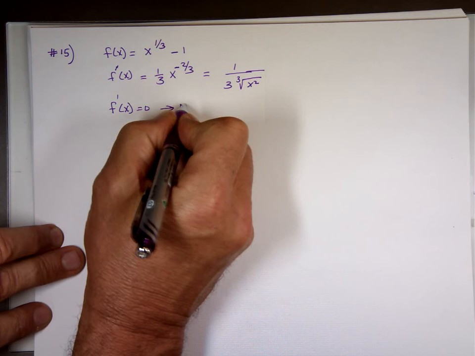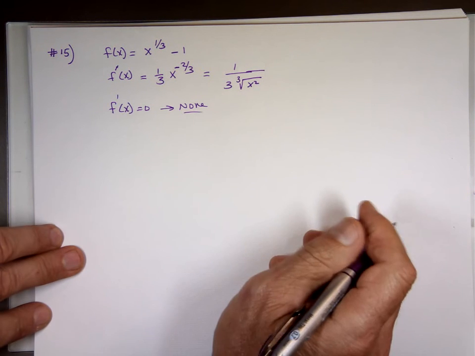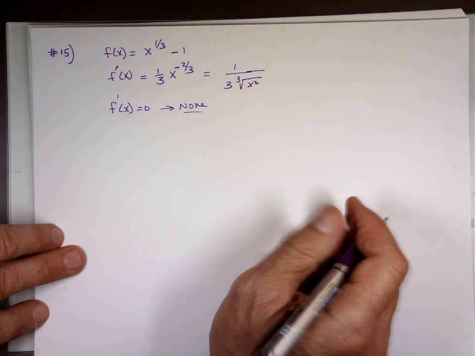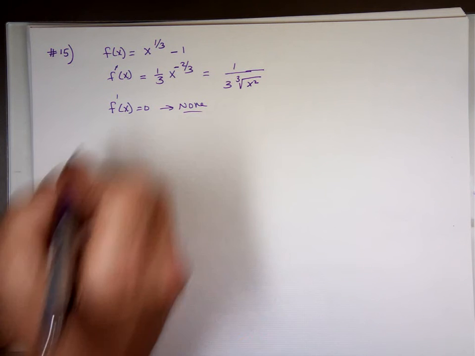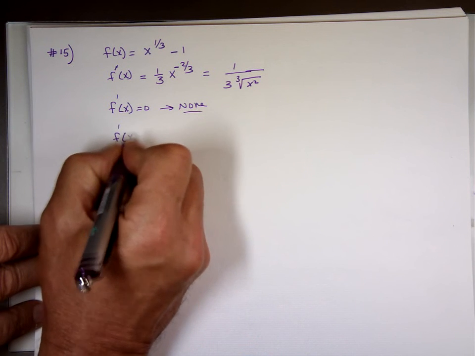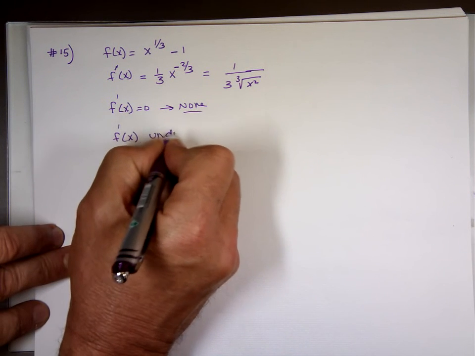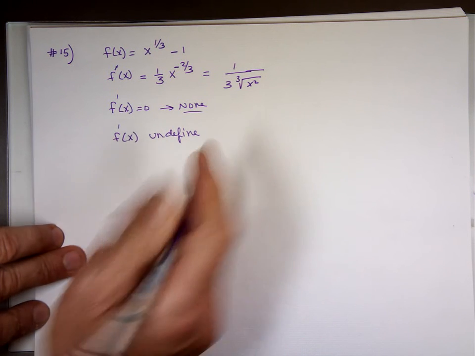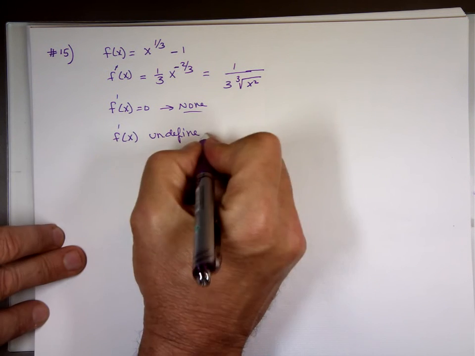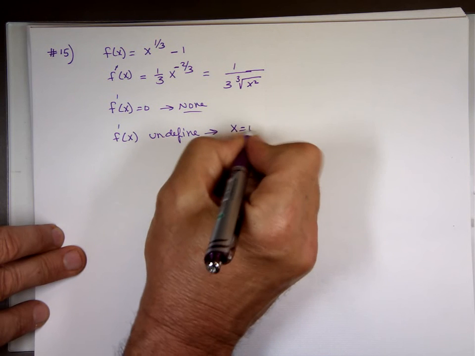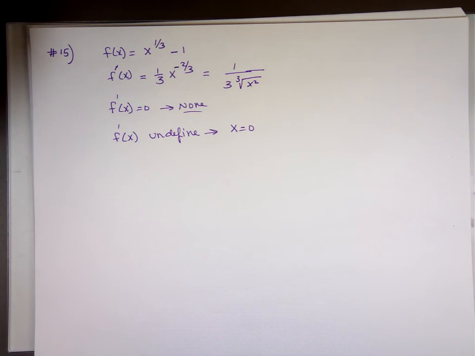When you have a fraction, for the fraction to be 0, that means the top has to be 0. Where's the derivative undefined? It's what makes the bottom equal 0. So the critical value, we only have one, 0. That's the only one I see.